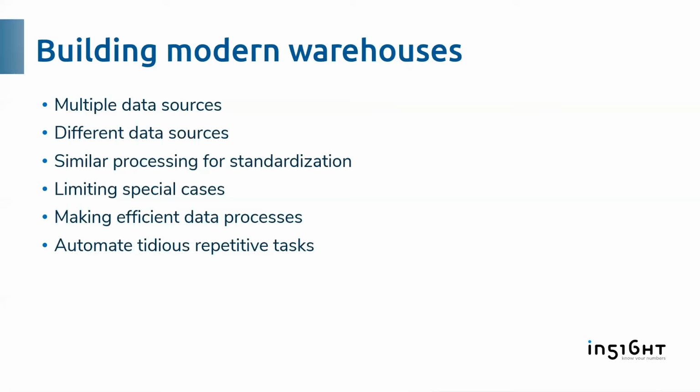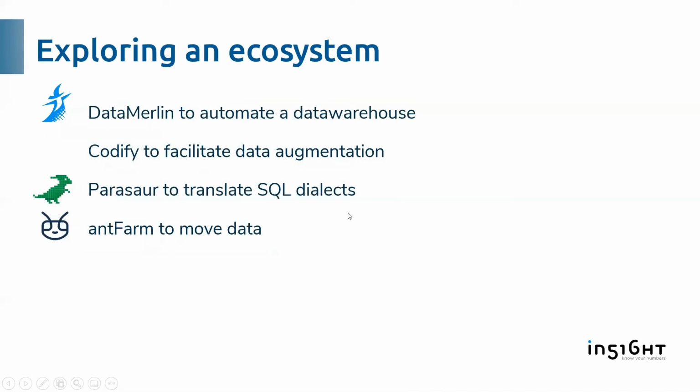In this case, we are moving more and more towards the automation of those repetitive tasks. As Clement says, one tool we developed is Data Marlin, that automates the data warehousing. But on the other side of the spectrum, we have a different part of the ecosystem. Clement, you can move on to the next slide. We have a different tool, that's antFarm, which is a low-level framework for moving the data.